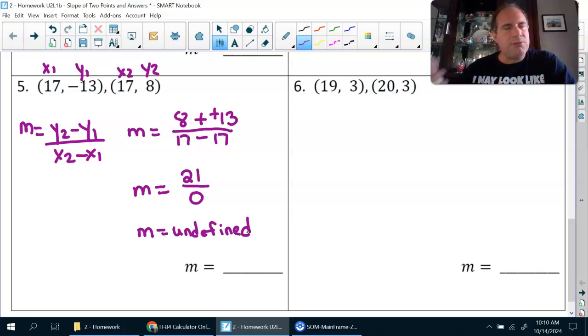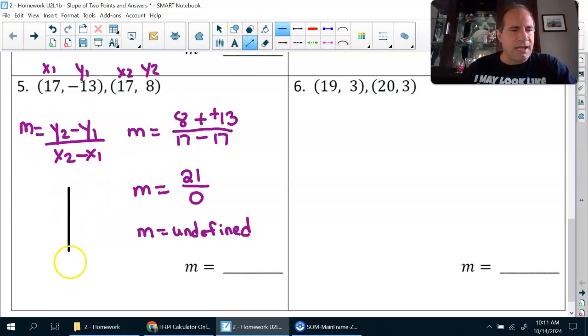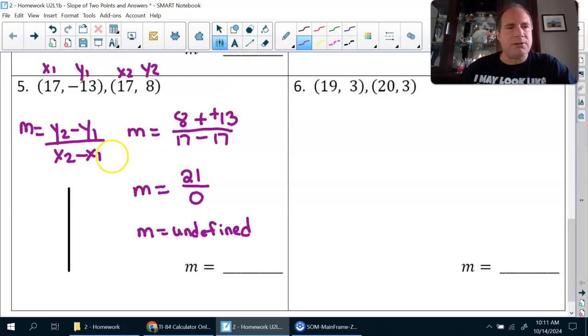So when you put this into the calculator, you will see a divide by 0 error. As soon as you see that divide by 0 error, that means that it is a vertical line. All right. So vertical lines have an undefined slope. The line will look like this if it was graphed. If you took these points and graphed them on a coordinate grid, the line would be vertical. Vertical lines have an undefined slope.